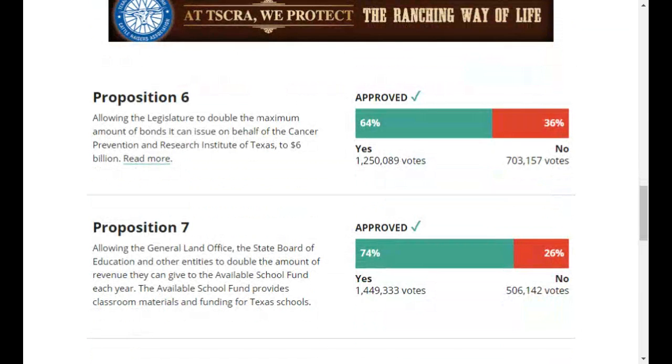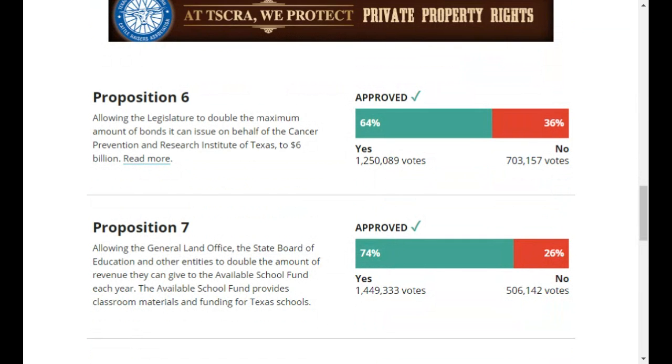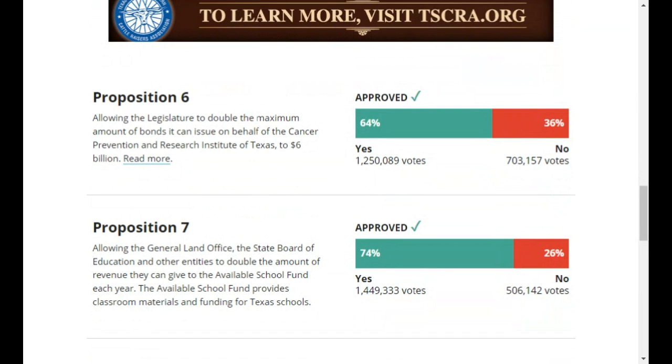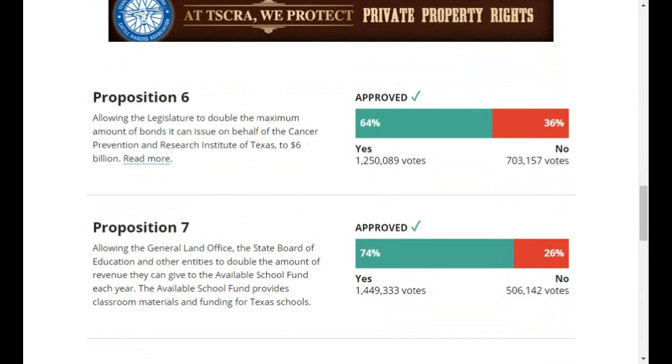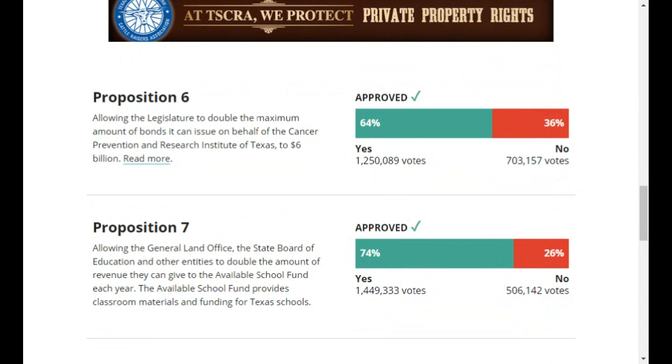Proposition 7, increasing the amount of money for schools in terms of classroom materials and so on. Obviously, that's a big one with teachers, right? If you know teachers in the public schools, you know a lot of the times they have to pay for classroom materials out of their own pocket. Hopefully this will help relieve some of that, right? Because teachers shouldn't have to pay for their classroom supplies. It's kind of obscene that they do.